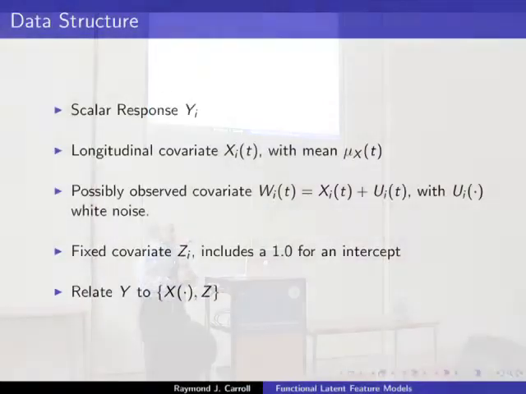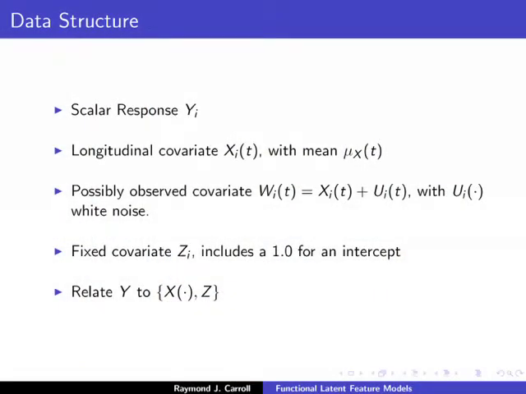Okay, so the data structure, and these data structures arise in all sorts of contexts. I have a scalar response. I've got a longitudinal covariate over either time or structure on 0, 1 with a mean function, mu sub x. So each individual contributes a longitudinal covariate. I don't actually get to see the longitudinal covariate. I get to see it corrupted by white noise. And then I have some fixed covariates, a vector of fixed covariates, z sub i, which include an intercept. My goal is to relate the scalar response to the longitudinal covariate and the vector covariates, z.